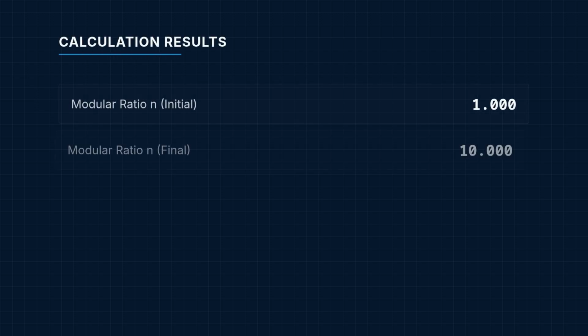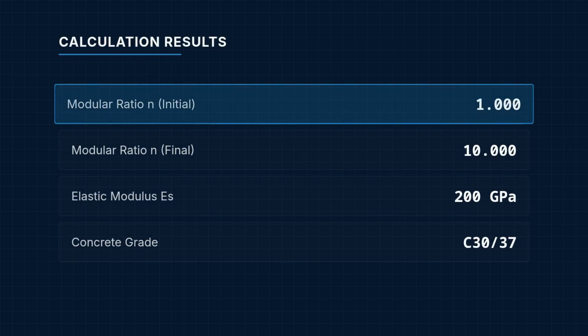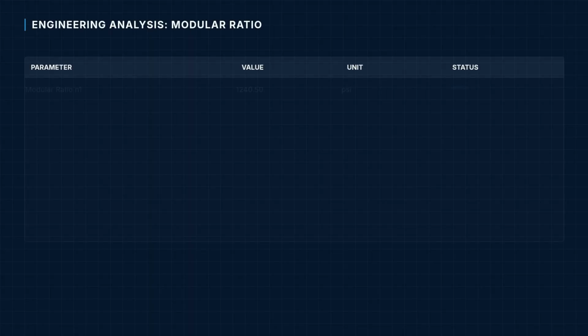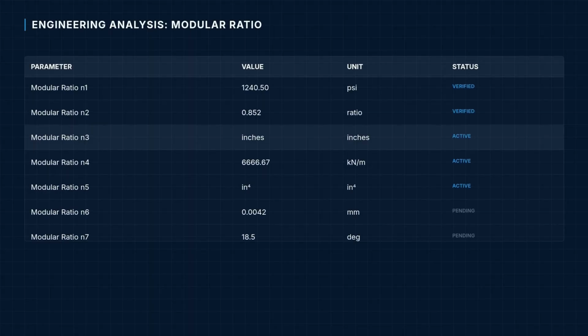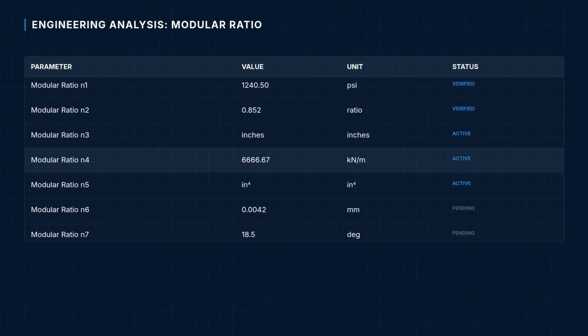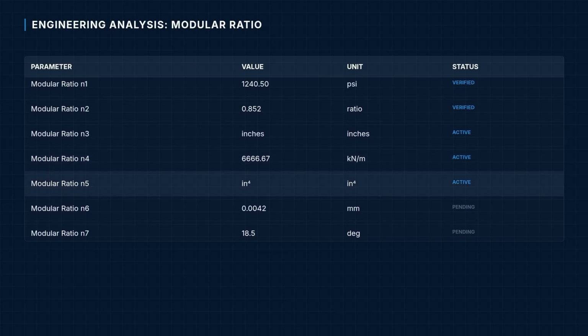Here are our results. The first modular ratio n equals 1,000. The second modular ratio n is 10,000. We get a third modular ratio n measured in inches. The fourth modular ratio n equals 6666.67, and the fifth is measured in inches to the fourth power.